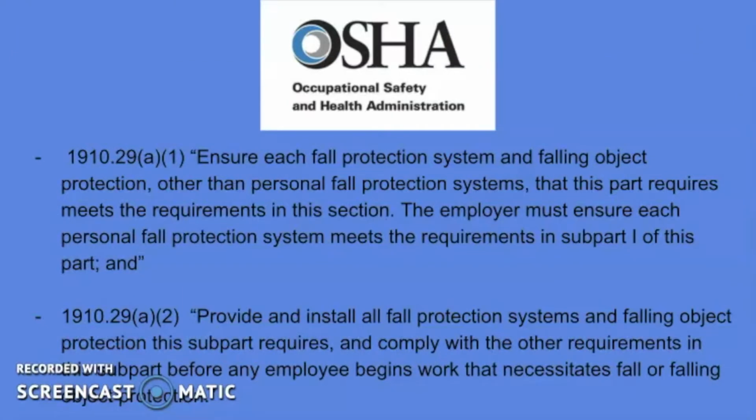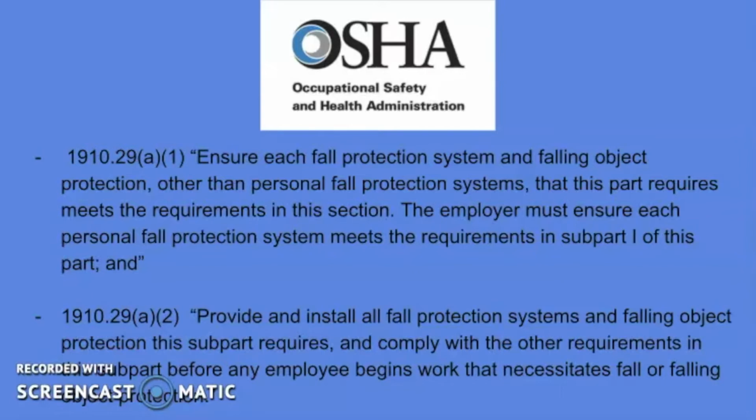Alright, so the Occupational Safety and Health Administration, which is called OSHA, the fall protection guide that I will be teaching all about today is the 1910.29 (a) and (b) section, which is the 1 and 2 section.